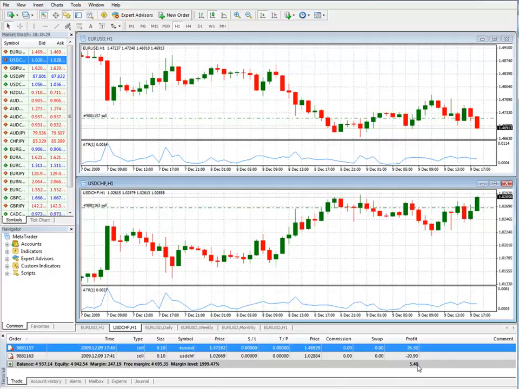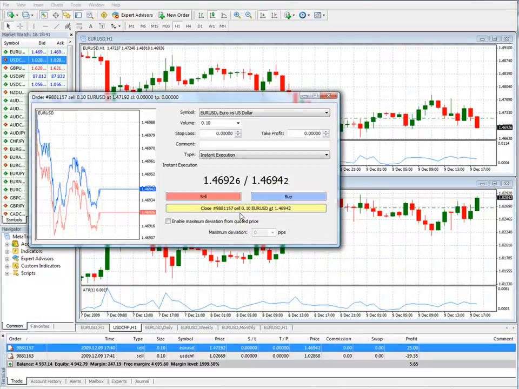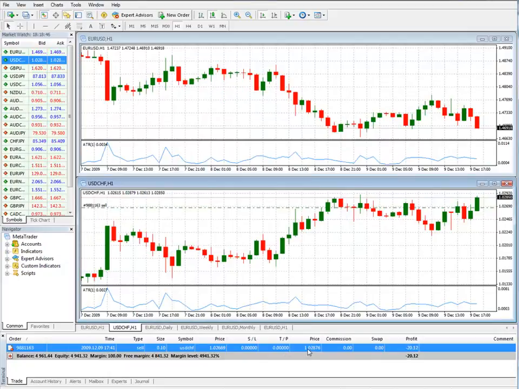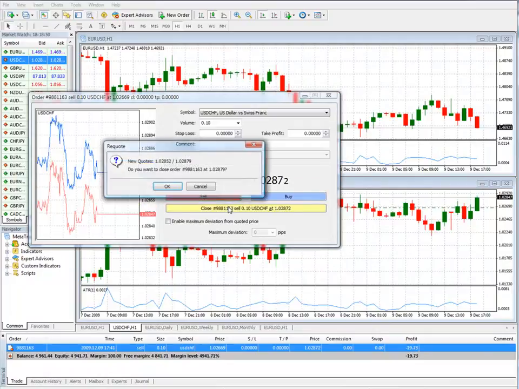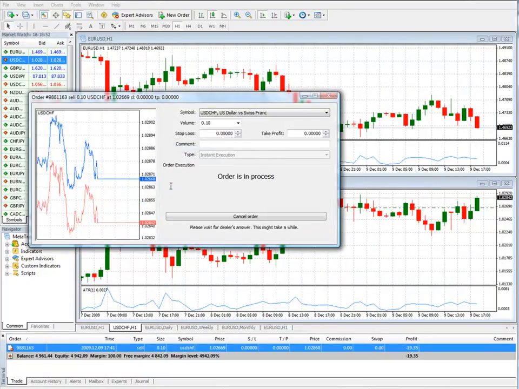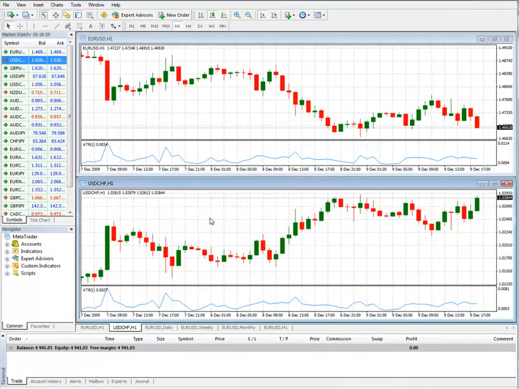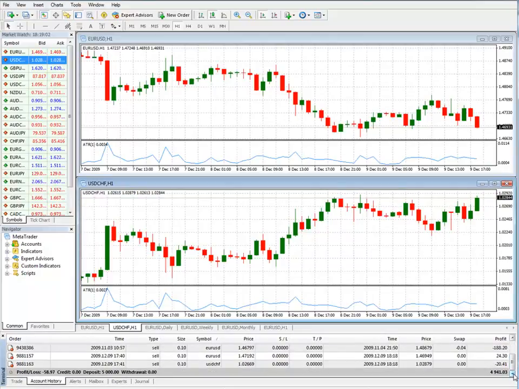So you can adjust things dependent upon the direction you feel the trade's going to go. Or if you're in a scalping mood, like we're going to be right now, we're going to jump in with just a little bit of profit, and we're going to close that order. Done.